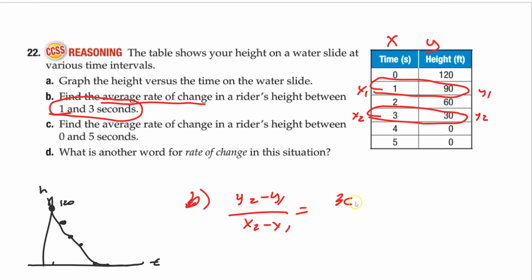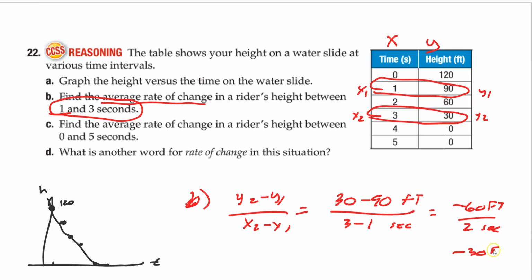So I get 30 minus 90 feet. Notice again, there's units, got to add them in. Over 3 minus 1 seconds. So I get -60 feet over 2 seconds, or -30 feet per second. So again, I like to think of it as a fraction, right? You're going down 30 feet every 1 second. Every 1 second you go down about 30 feet.